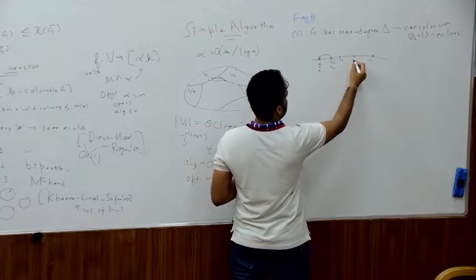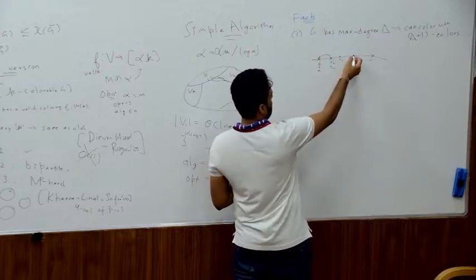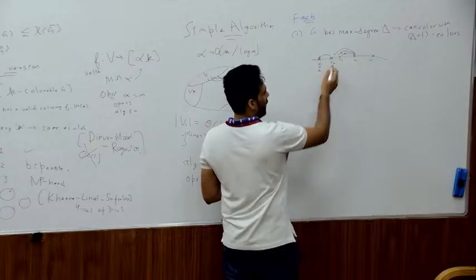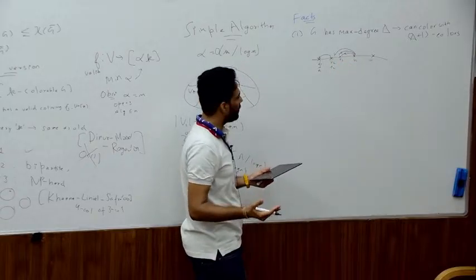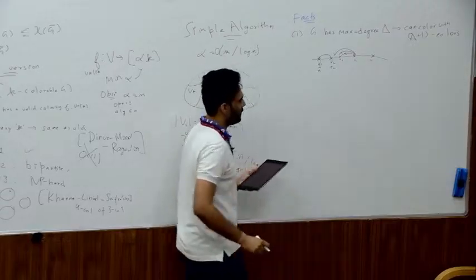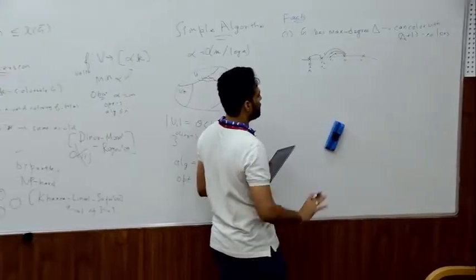At any point, a vertex Vi can have at most delta many edges going backwards because it has maximum degree delta. So there is always one color which is available for this, and we can color it. So in case, here is an interesting fact.